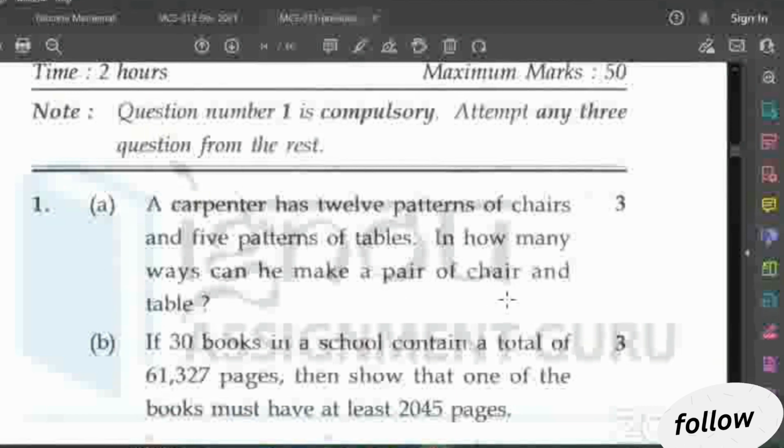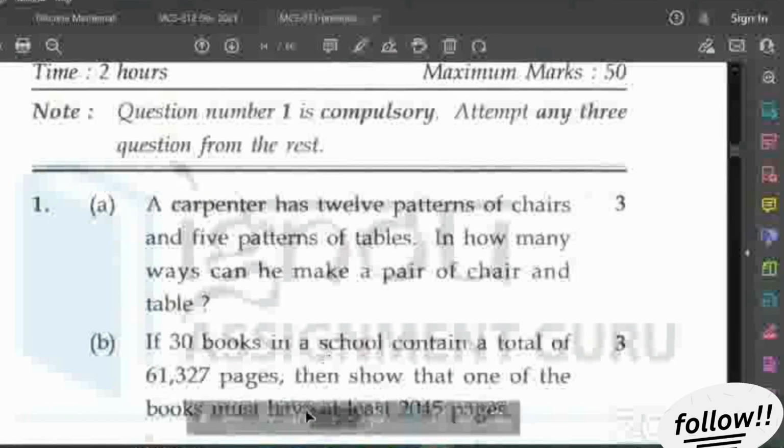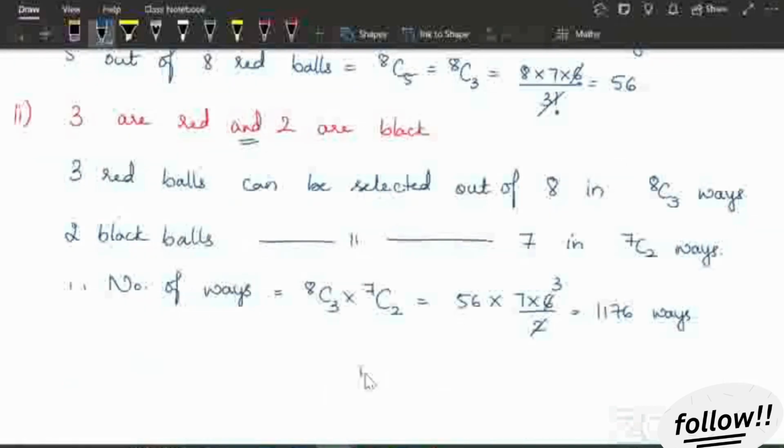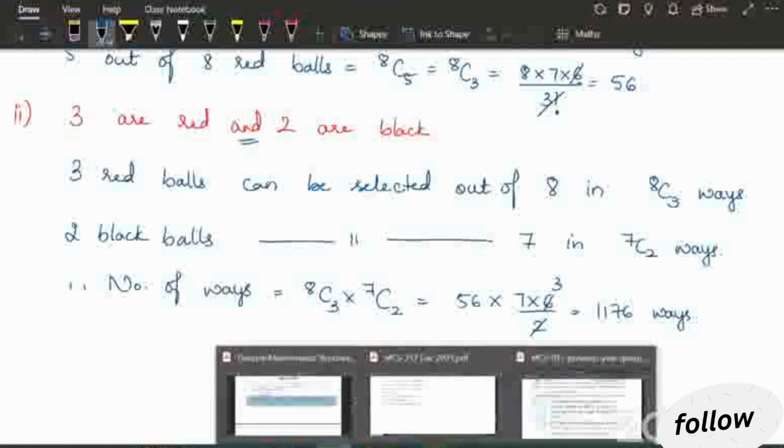In chairs, he has 12 different patterns, right? So the number of ways of making one chair is 12C1, which is 12. And the number of ways in which he can make one table is 5C1. Here they have given chair and table, so it is 12C1 into 5C1, which is 12 into 5, 60. 60 different types of pairs he can form.